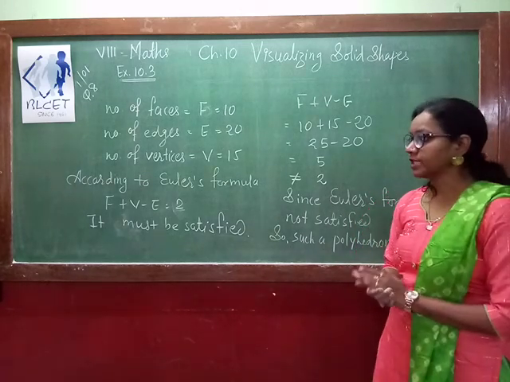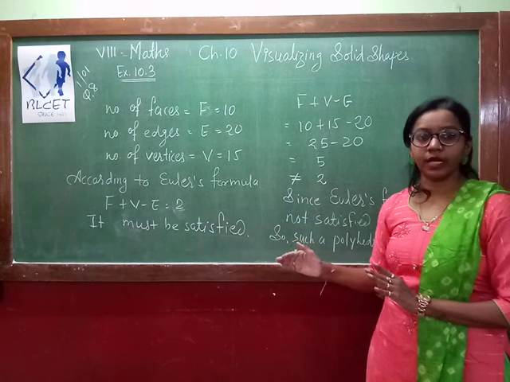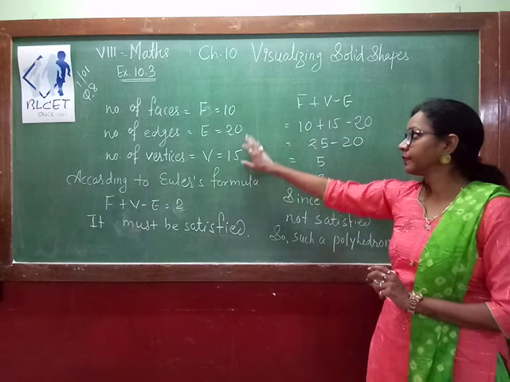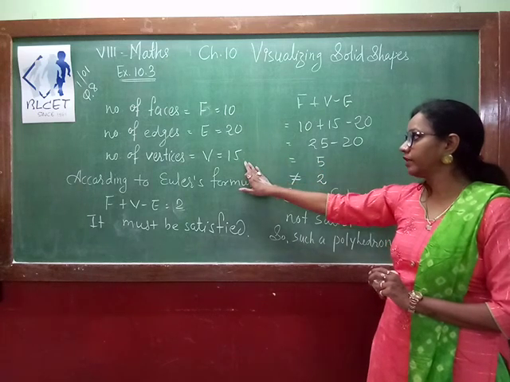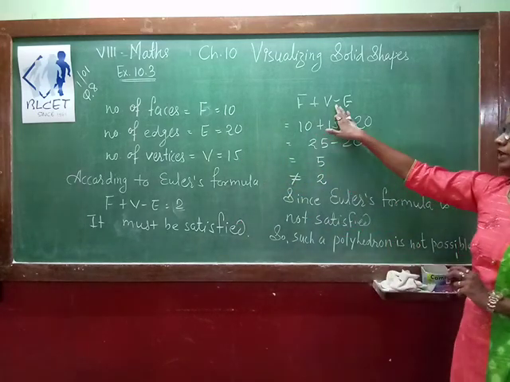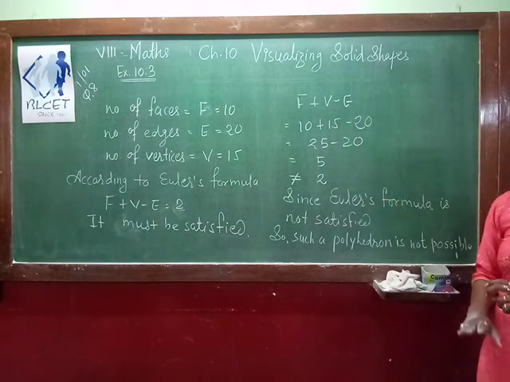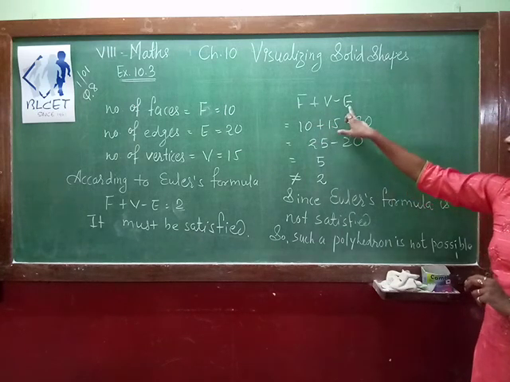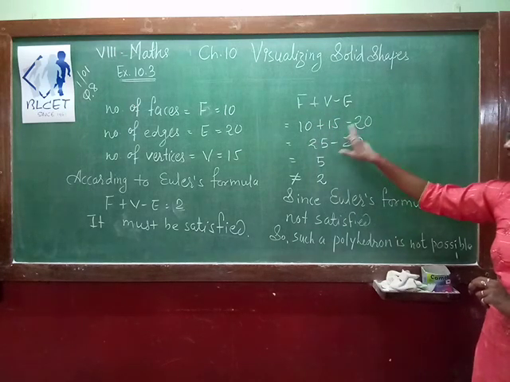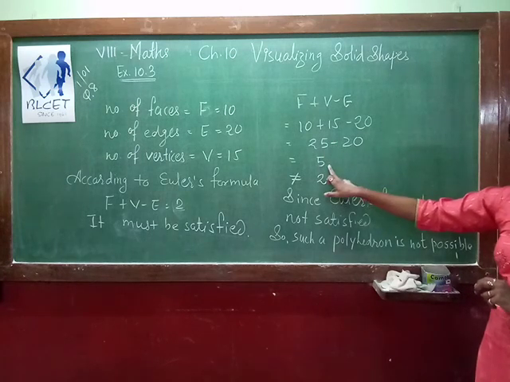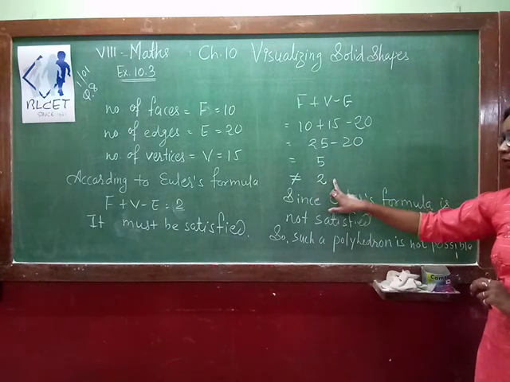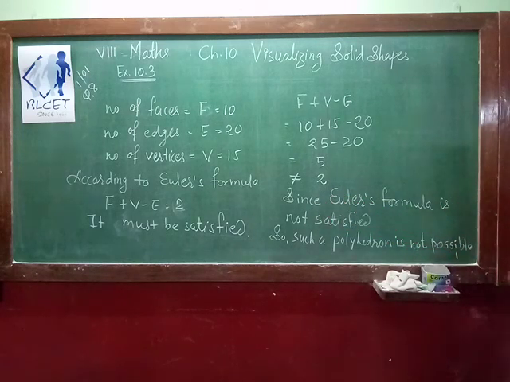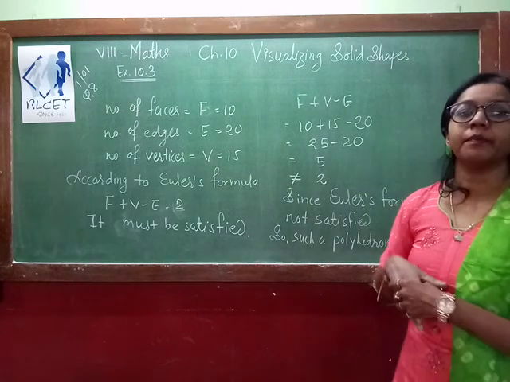So here we will just check whether Euler's formula is satisfied or not for the given number of faces, edges and vertices. F is 10, E is 20, V is 15. Euler's formula is F plus V minus E is equal to 2. We check whether it is 2 or not. So faces 10, vertices 15, edges 20. So 10 plus 15 minus 20, 25 minus 20. The answer is 5, which is not equal to 2. So what can we say here? Since Euler's formula is not satisfied, such a polyhedron is not possible.